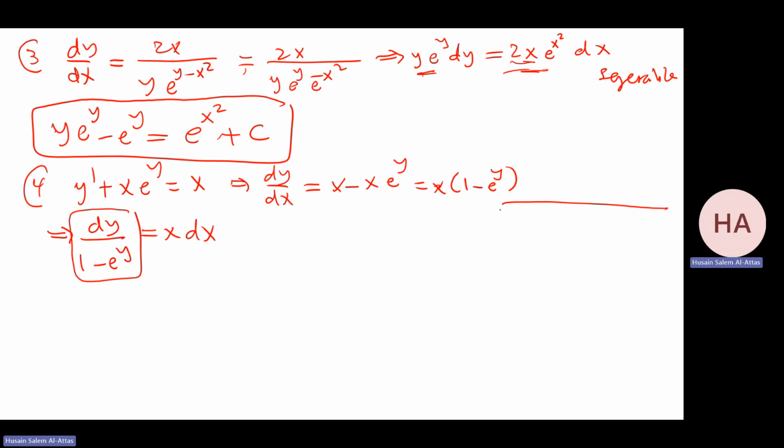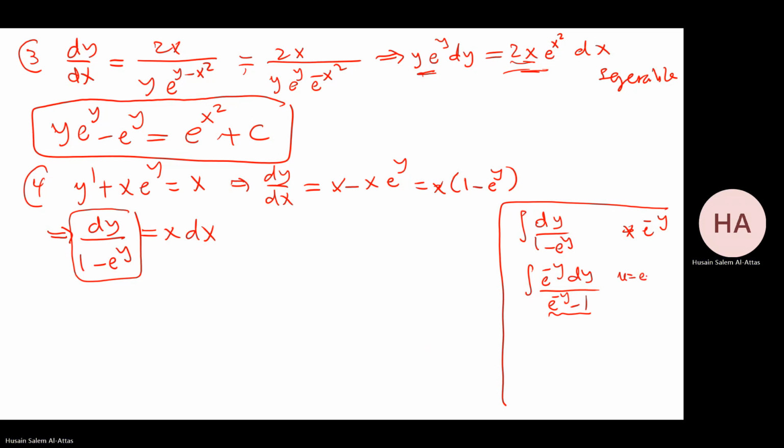Let me do it here. The integral of dy over 1 minus e^y. One trick to do: you multiply by e^(-y) in numerator and denominator. So I have e^(-y) dy over e^(-y) minus 1. Now we'll take this as u, u = e^(-y) minus 1. du will be minus e^(-y) dy. So it will be minus du over u.